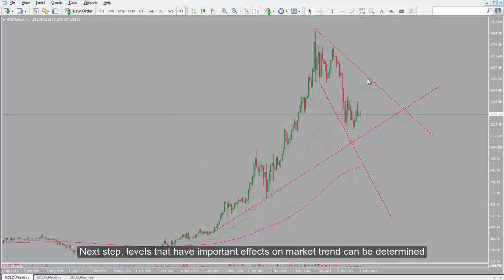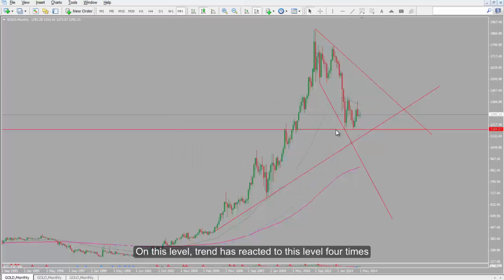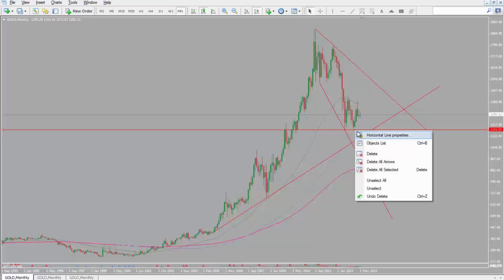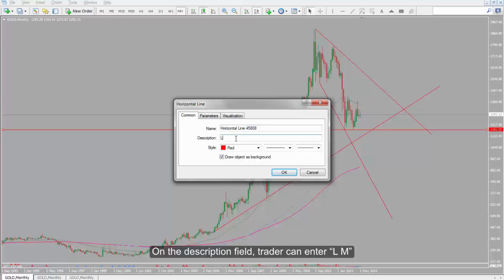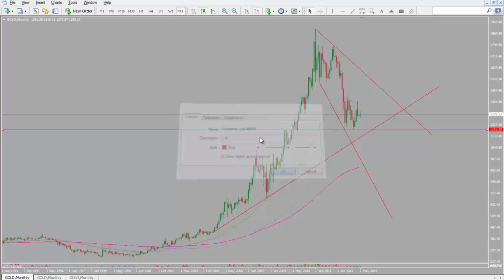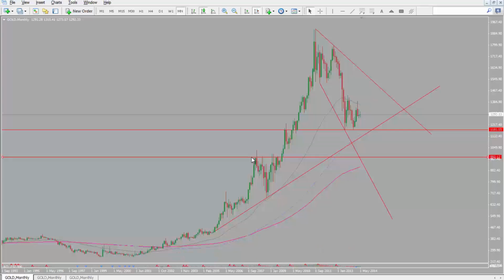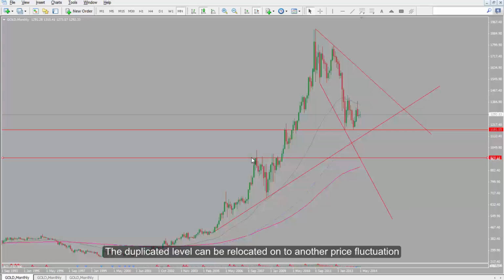Next step, levels that have an important effect on market trend can be determined. On this level, trend has reacted to this level 4 times. The most recent reactions of the market price have more importance than earlier ones. In the description field, a trader can enter LM. A trader can hold the control button of their keyboard while double-clicking on the level to duplicate the level. The duplicated level can be relocated onto another price fluctuation.